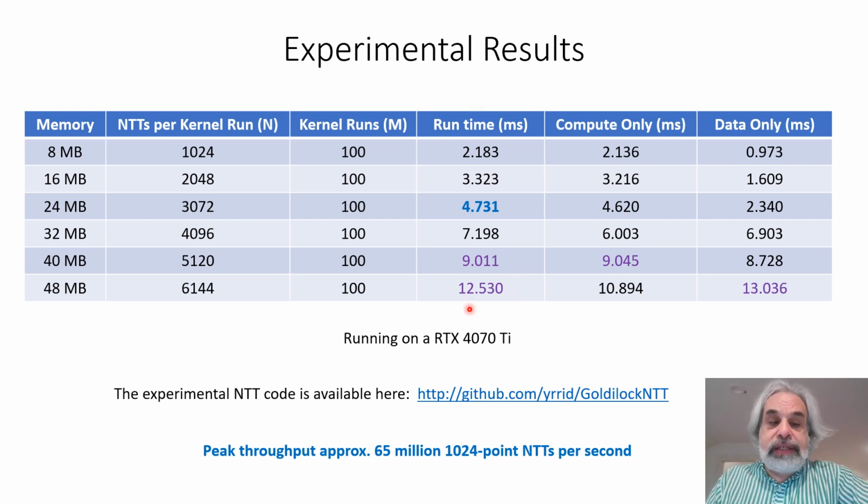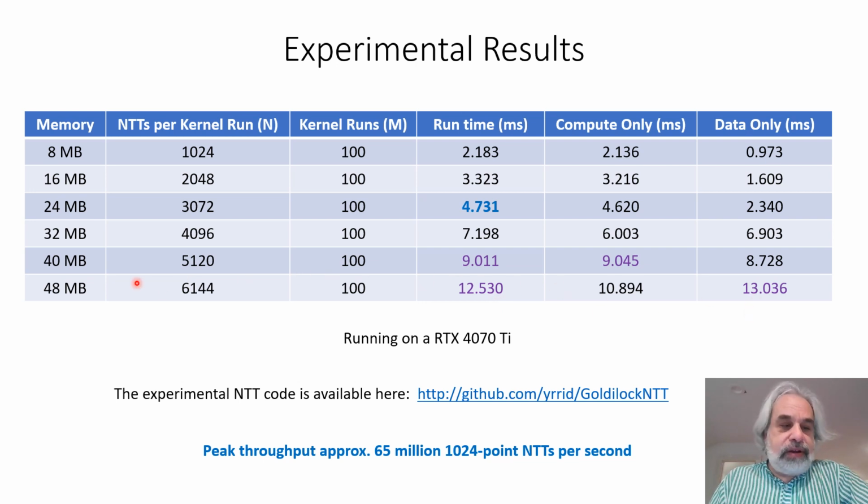But here we see in this column, this is the runtime where we do compute and I/O. And this number here is only the I/O portion. You would almost expect this to be lower than this, no matter what. And here we see that it's slightly larger.